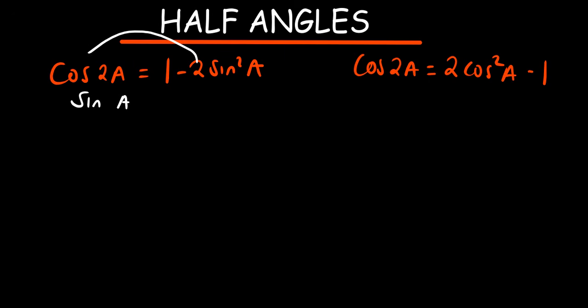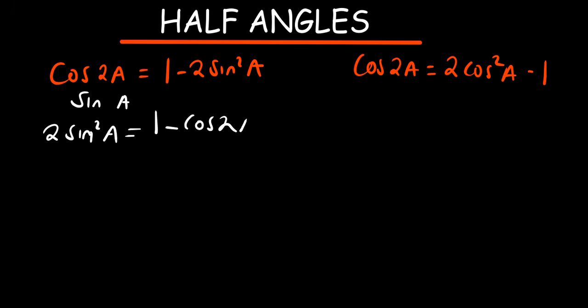So when I do that, what am I going to have? I'm going to have 2 sine squared a equals 1. When the cos 2a goes to the other side, it becomes negative, so I'm going to have minus cos 2a. Now, this 2a is a double angle. Because we're talking about half angles, allow me to multiply everything by half. On the other side, the 2 and 2 divide, and I'm just going to remain with sine squared a.